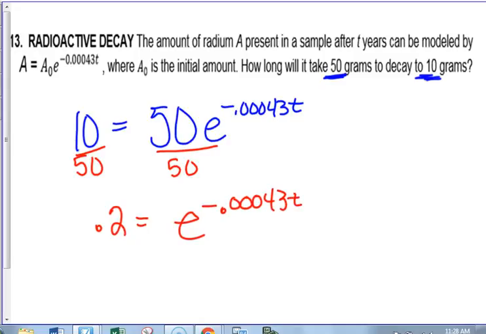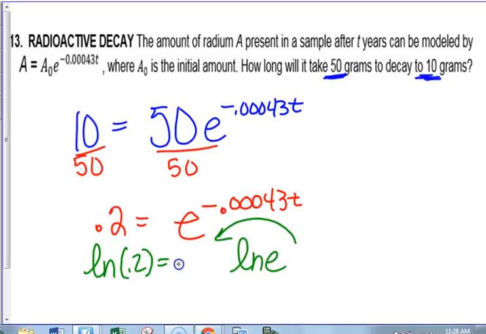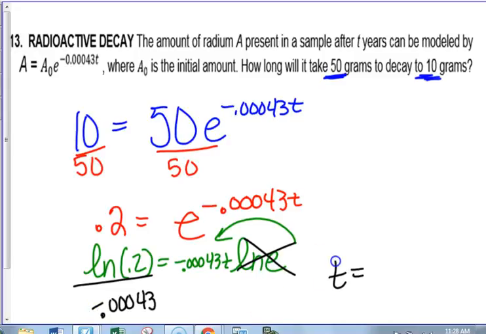Take the natural log of both sides, according to Tori. ln of 0.2 equals ln of e to that power, which is going to move out here. And then the natural log of e is 1, so this goes away. So I need to take the natural log of 0.2 divided by negative 0.00043. And I'm thinking that would be a really good question to get wrong because you lost a decimal somewhere, huh? I would.